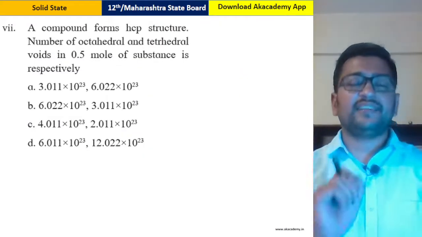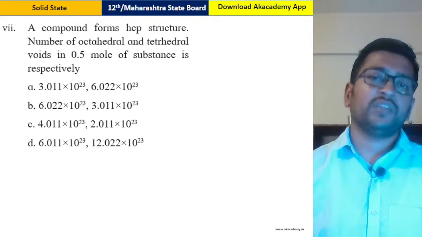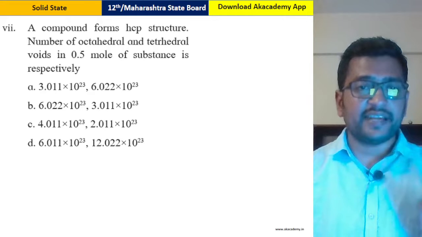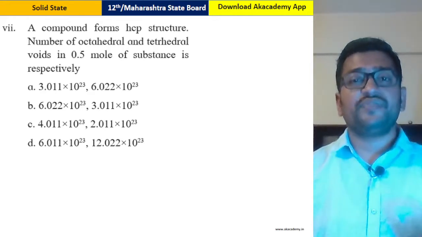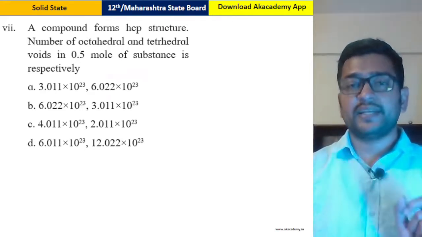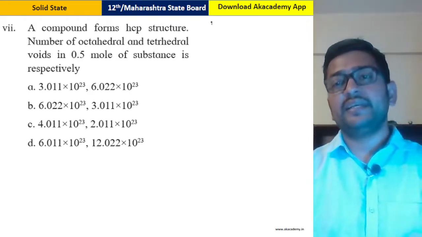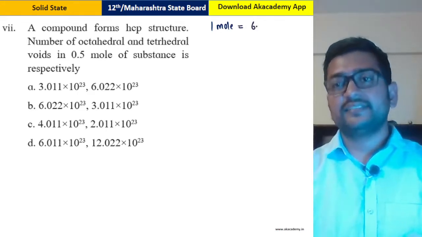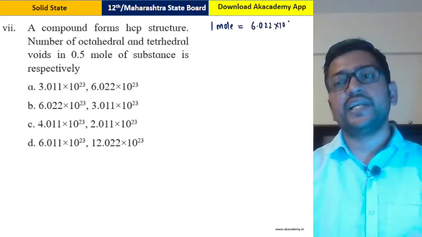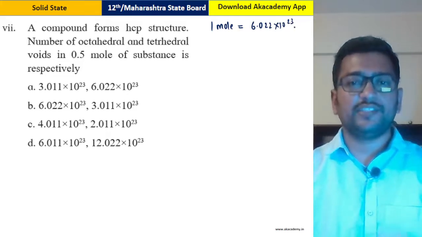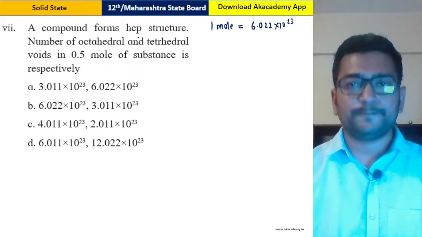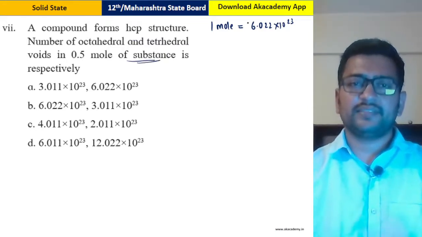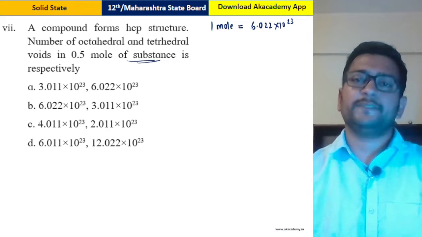Now let's discuss the next question. What does it say? A compound forms an HCP structure. The number of octahedral and tetrahedral voids in 0.5 mole of the substance is, respectively. So you can just calculate. We all know that one mole of any substance has 6.022 into 10 raised to 23 atoms or molecules. But here we are basically dealing with the number of atoms. So let's keep that one only.